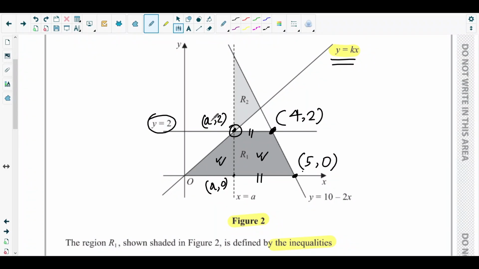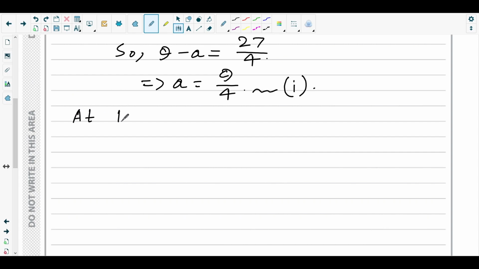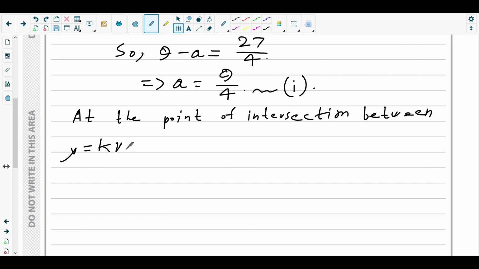So what we can equate here is that kx at this point. Okay, we can write it down here. At the point of intersection between y equals kx and y equals 2, we can write, the value for the x coordinate is 9 over 4. This is x equals a. So 9 over 4 k, this is equal to 2.